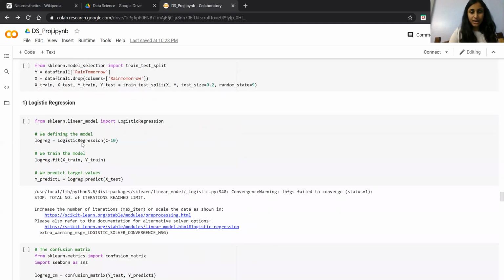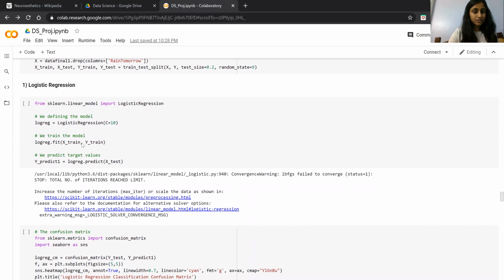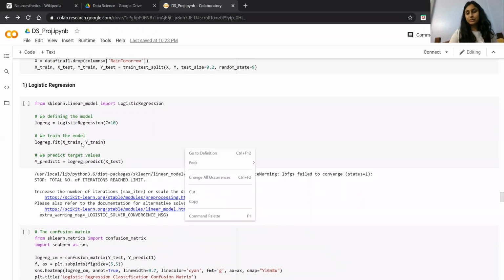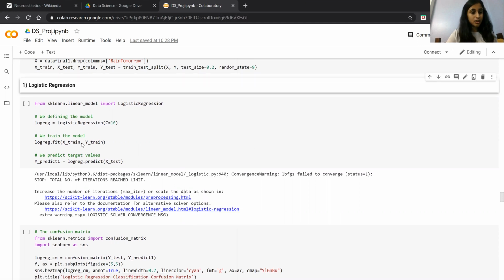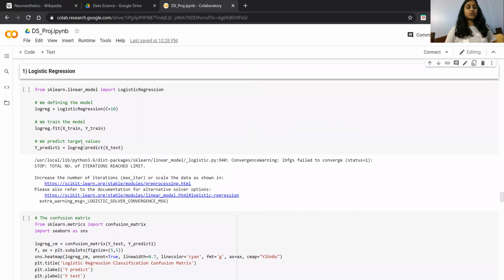Again, we're importing the train test split in order to split the data set into train and test data. The test size being 0.2, that is 20% is test size, and the remaining 80% of the data set is for training purposes. The first algorithm is the logistic regression algorithm.